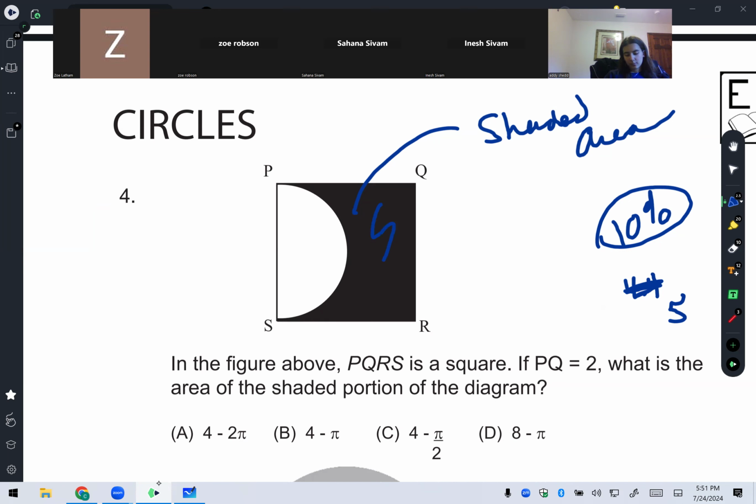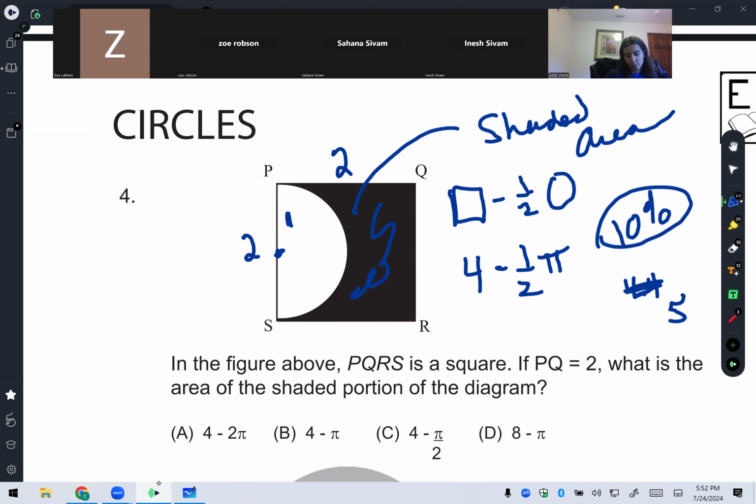So we can't get this shaded area directly, but we could take the square minus half the circle. I don't know if your geometry teacher gave you exposure to these. So if PQ is 2, the area of this square would be 4, minus, we only want half the circle. We have to get the radius. The radius is going to be 1. So that'll be minus 1/2 times pi, which will be 4 minus pi over 2 if we rearrange it.